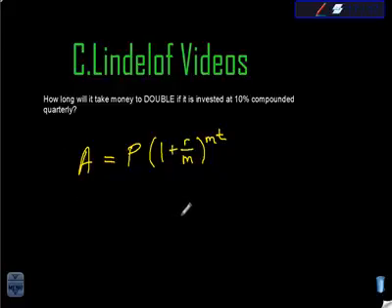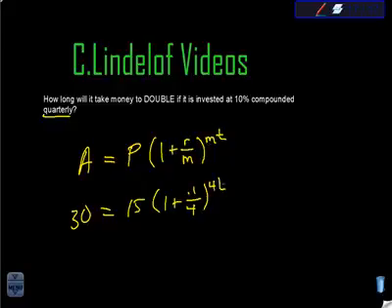But from here, this actually gets easy. People say, well, how much money did we start with if we're going to double it? It doesn't matter. Let me show you what I mean. If I put 30 equals 15 times 1 plus, we might as well do this: 10% is 0.1. The compounding period says quarterly, so that's 4 of them, right? Raised to the compounding periods times t, which is 4t.